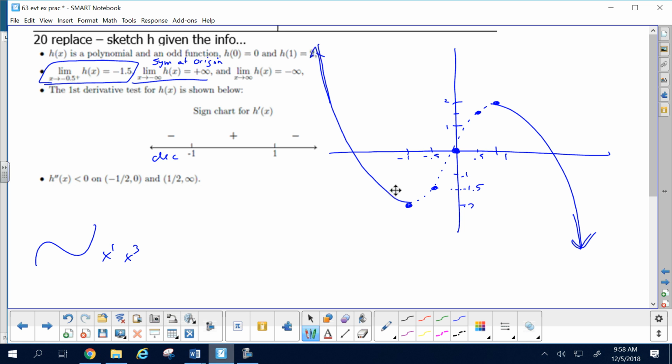It says h double prime is less than 0 on these intervals. What does that imply? H double prime negative implies concave down. It's concave down from negative 1/2 to 0. That makes sense. And concave down from 1/2 to infinity. That makes sense. That means it must be concave up anywhere else. And that's okay. It's got inflection points at negative 1/2 and 1/2. You get the thought process? That's called curve sketching. Those are different. Okay?